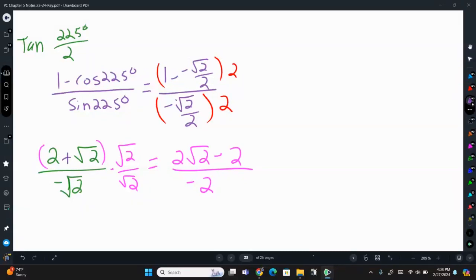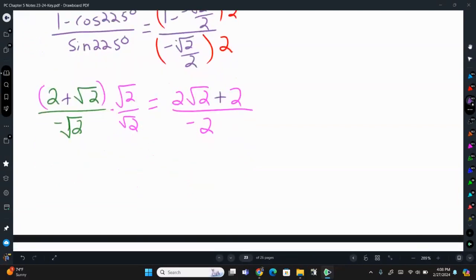Plus. So this should be a plus. So now I can reduce everything by negative 2. So that's going to give us negative square root of 2 minus 1 as our final answer, because I'm dividing everything by negative 2 here. And we don't need to write the 1 in the denominator. So that would be our tangent of 112 degrees 30 seconds.